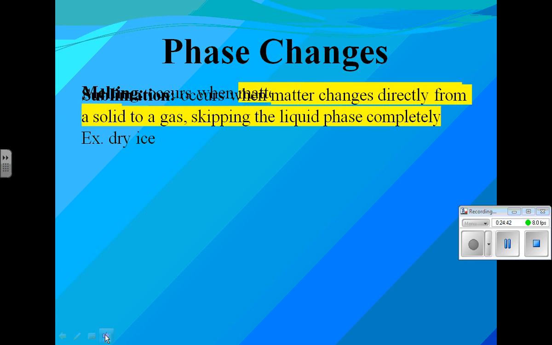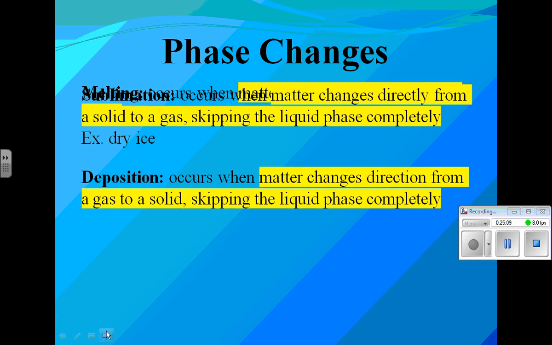Then we have sublimation. I will tell you that that's over melting, so sorry about that. But it's when it changes directly from a solid to a gas. This is an example of dry ice. Dry ice does this, so if you're getting to see some of the dry ice demos, you're getting to see sublimation.